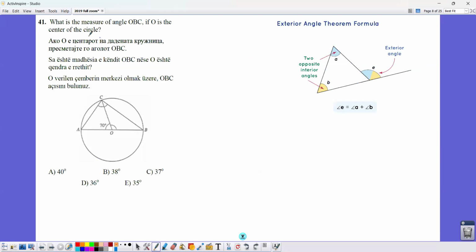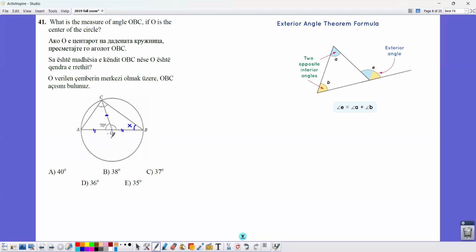In the next one, it's given this figure. What is the measure of angle OBC if O is the center of the circle? OBC. So we are looking for this angle here, let's say that it is X, and O is the center. If O is the center, guys, so OB is the radius, OC is the radius, OA is the radius. So all of them, they are equal to each other.